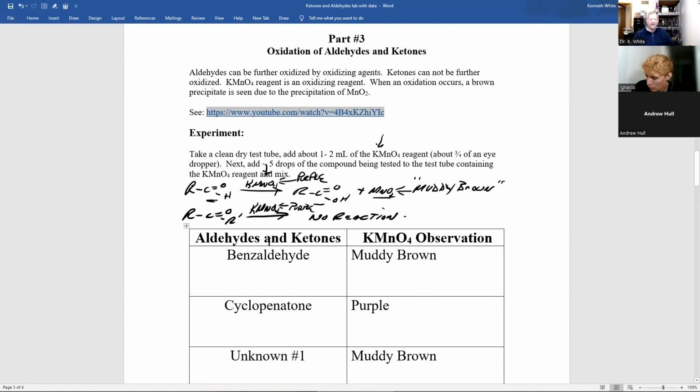Now, in the lab, what you would do is put about 1 to 2 milliliters of the potassium permanganate reagent. There's a little acid in there to help it work, so you don't have to, like they did in the video, put it over a Bunsen burner. Acid helps make it go quicker. Then you'll add about 5 drops of the compound to be tested, and you'll mix it. Then you'll wait about a minute or two and look: is it purple or muddy brown?